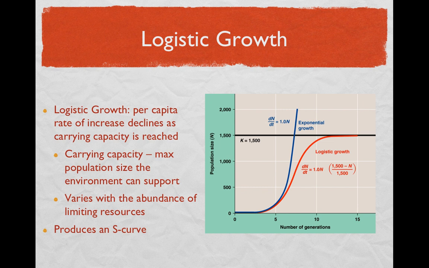Once we hit that carrying capacity, though, your population is going to kind of stabilize at that number. So we're going to grow and grow and grow until I hit that carrying capacity, and then my population is going to level off. And so that's sort of where that typical S-shaped curve comes from.